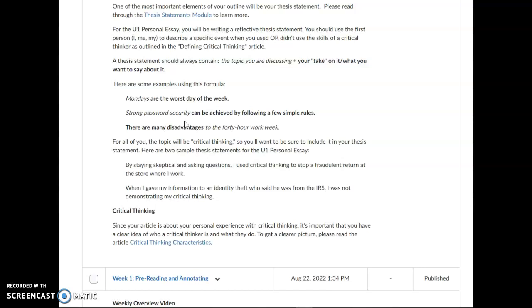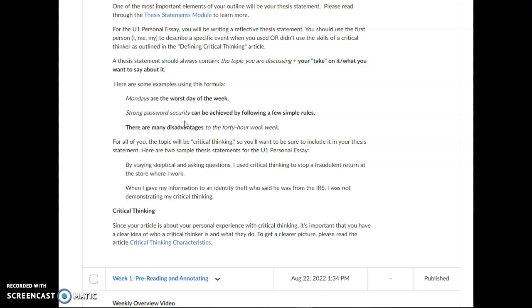When you're writing your reflective essay, you don't need to include some kind of opinion about whether critical thinking is good or bad or whatever. What you're talking about in this essay is more about critical thinking and the experience of critical thinking and how it relates to you. So how those skills that are listed in the Defining Critical Thinking article impact your life, your beliefs, an actual situation that happened to you. So that's what a reflective thesis is going to look like.